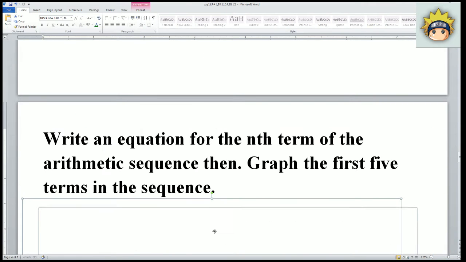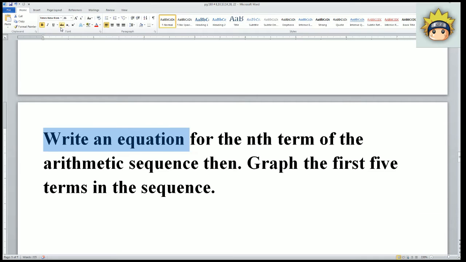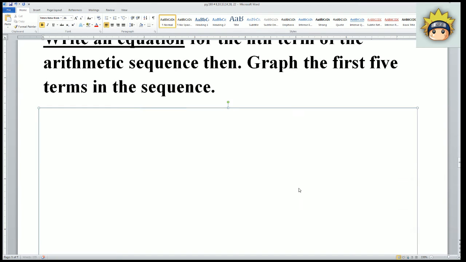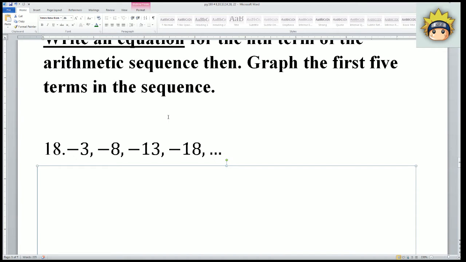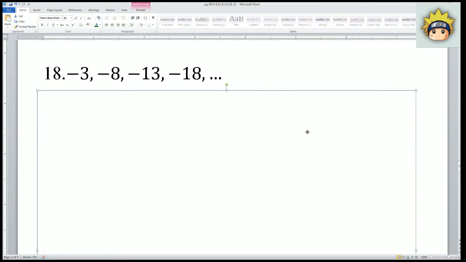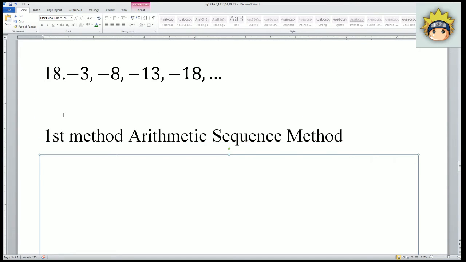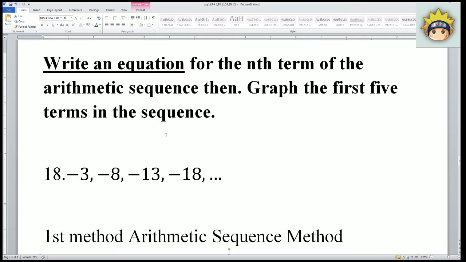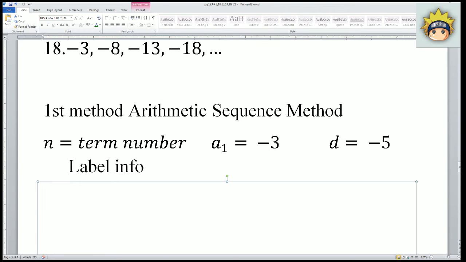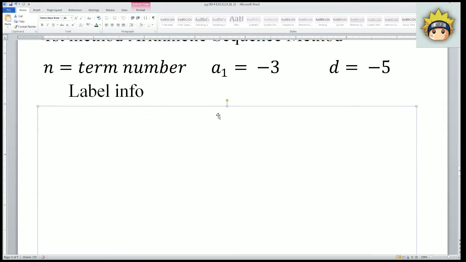Next, it asks us to write an equation. That's the key part here, writing an equation for the nth term of the arithmetic sequence. Then graph the first 5 terms in the sequence. I have the first terms, -3, -8, -13, and -18. I'm going to show two methods on how to write this equation. The first method is using the arithmetic sequence formula.